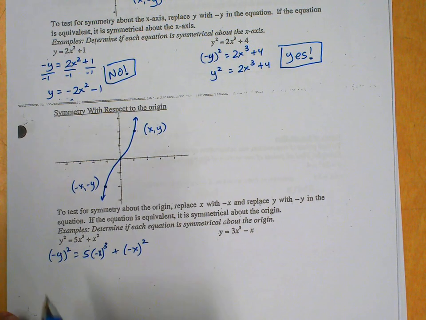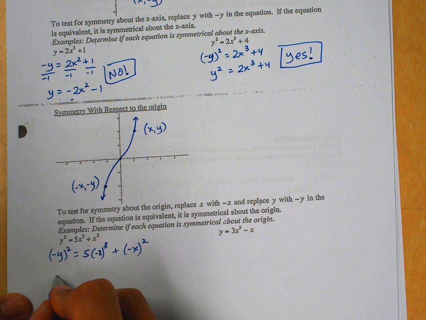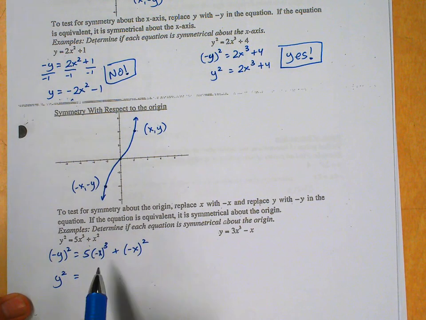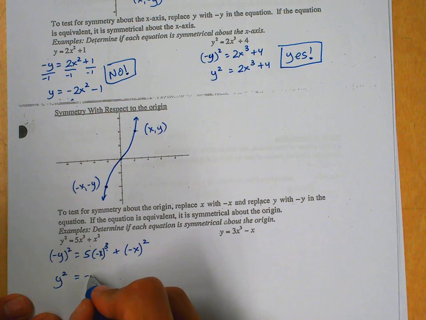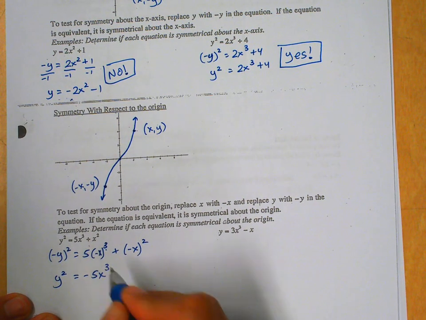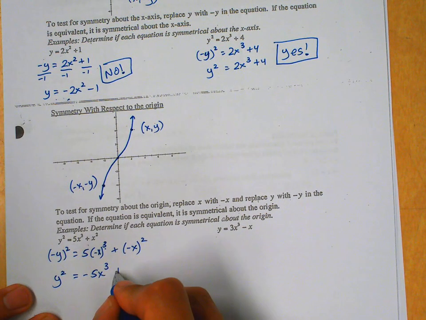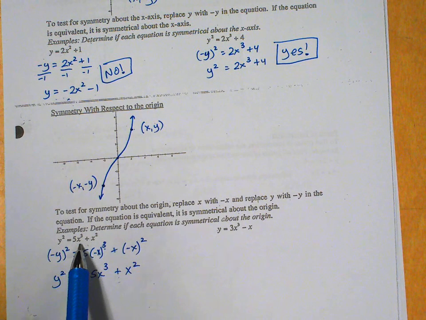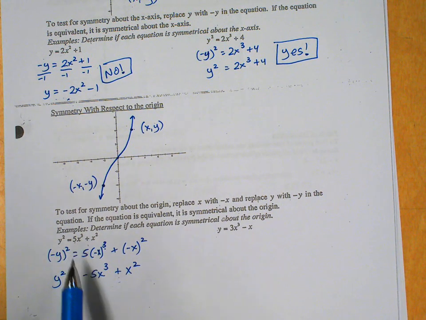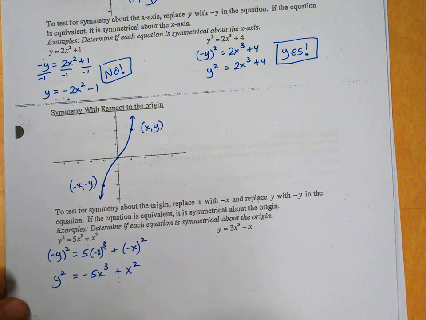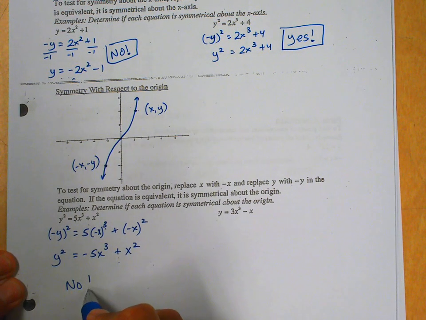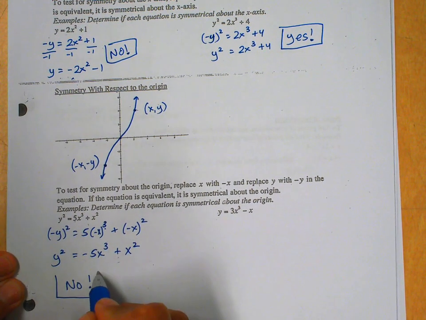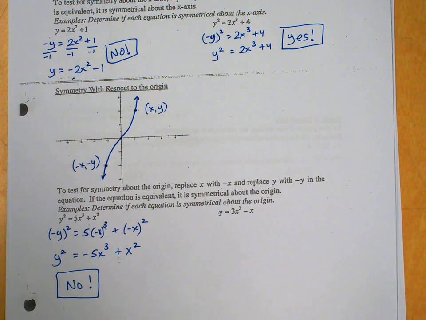And then we start to simplify, even power, so the negative goes away, that's y squared equals, this is an odd power, a power of 3, so there's going to be a negative left over, that's going to be negative 5x cubed. Even power, the negative goes away, plus x squared. And then I have to ask myself, is this equivalent to this? And the answer is no, because we have positive 5x squared here, but this one's negative 5x squared. So no, this one is not symmetric about the origin.